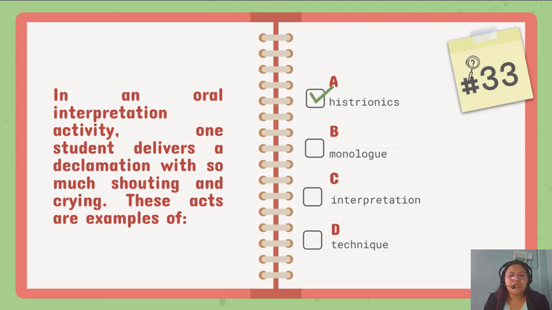Declamation is a recitation of a poem from memory in which the delivery is marked by strong feelings but free from histrionics or theatrical actions and a deliberate performance. Materials used for declamation are poems which carry strong emotional appeal.